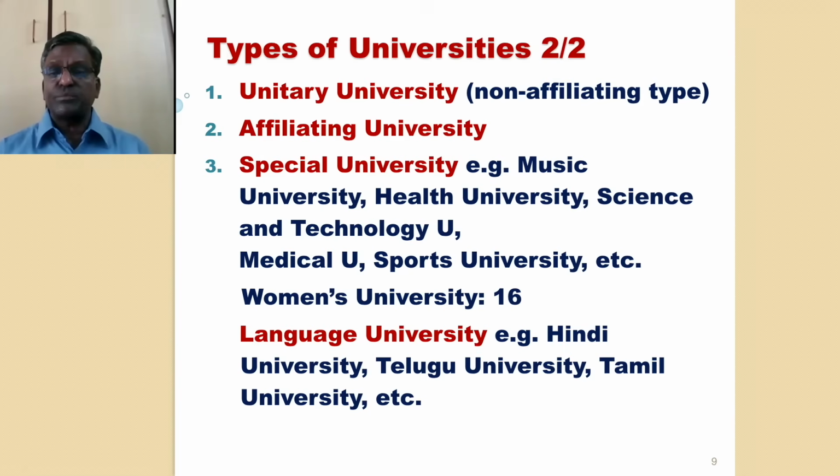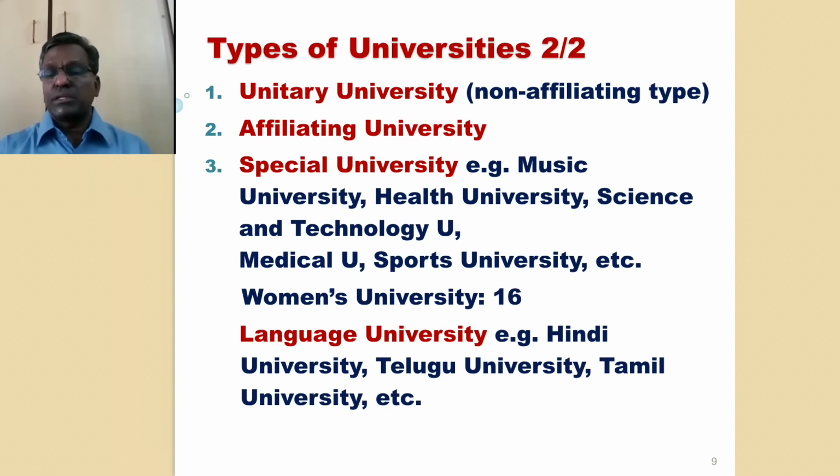Then we also have special universities, universities exclusively for a particular discipline, like you have music university, you have health university, you have sports university, you have women's university, and please note there are 16 universities exclusively for women. And we also have language universities. In Tamil Nadu, we have Tamil University. In Andhra, they have Telugu University. Then we have Hindi University. So these are also different categories of universities.